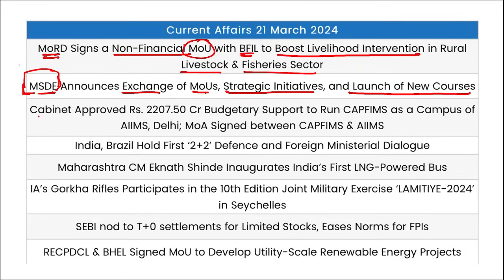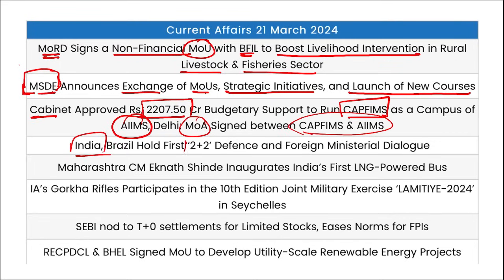Then Cabinet has approved a 2207.5 crore rupees budget to support and run CAPFIMS as a campus of AIIMS, right? And an MOA, Memorandum of Agreement, was signed between them. Then India and Brazil will hold their first 2+2 defense and foreign ministerial dialogue.